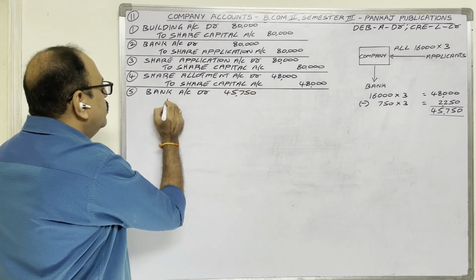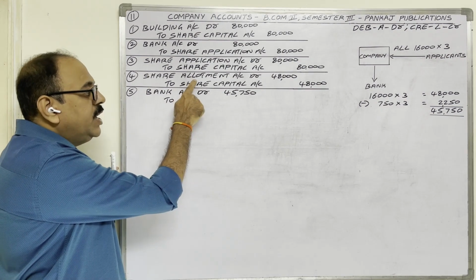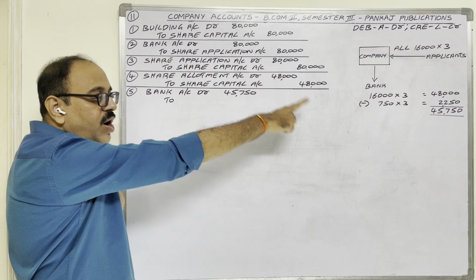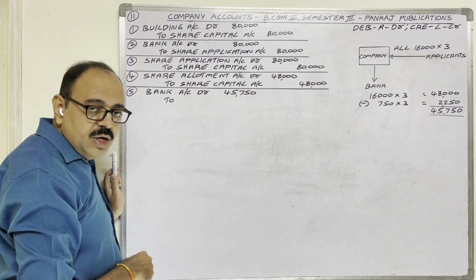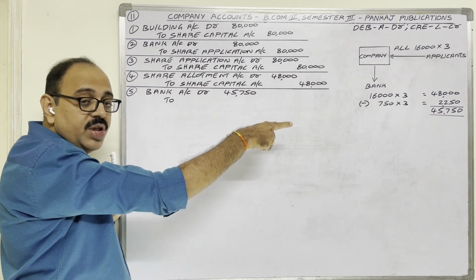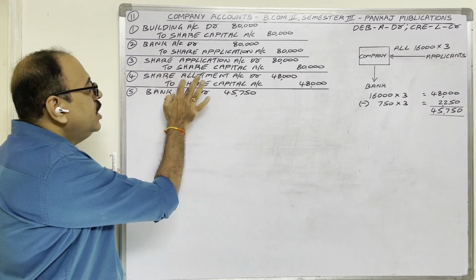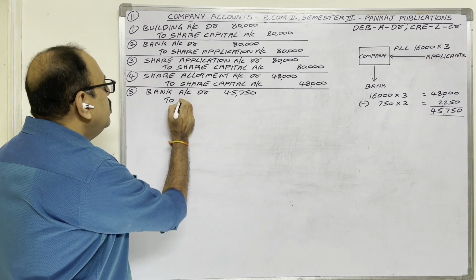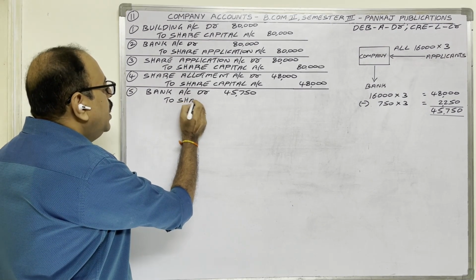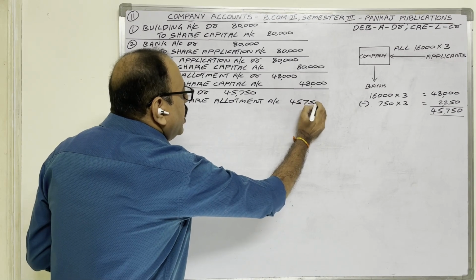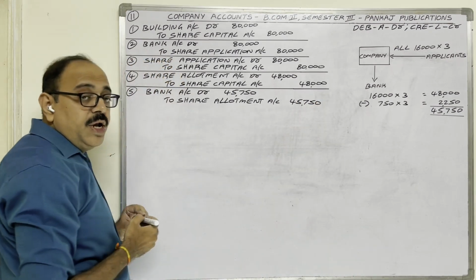Amount 45,750. To share allotment account. In the fourth entry, we wrote that applicants are debtors for 48,000 rupees. Now from applicants, 45,750 rupees came. For 45,750, applicants are not debtors. We have to cancel. By debiting, we have created. If you want to cancel, you have to credit. So credit share allotment account. Amount same, 45,750.